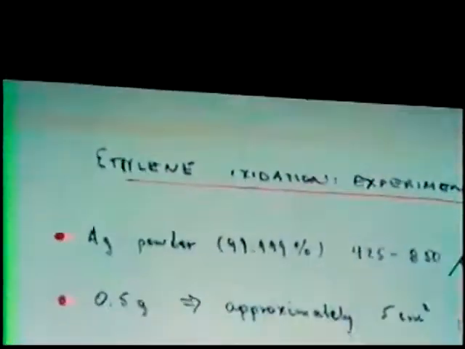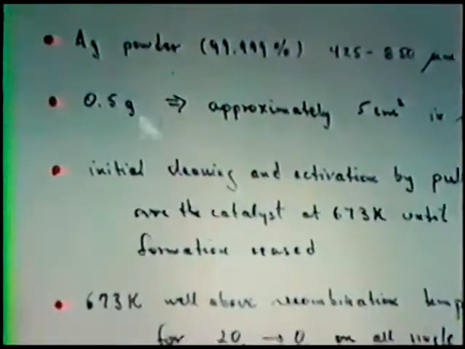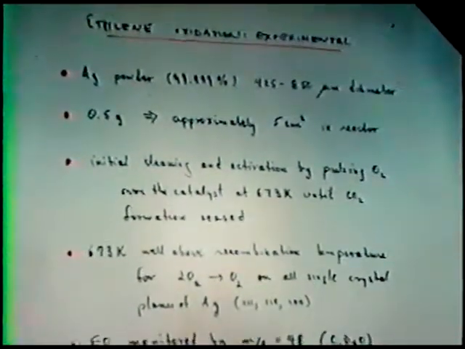The experiments that I'm reporting to you were done on a silver powder. The silver particles were between 400 and approximately 800 microns in diameter. The reactor was loaded with half a gram of this silver powder, and this gave approximately 5 square centimeters of reactive surface area. There are some interesting questions that relate to the initial activation of this material. Perhaps some of you had the opportunity to talk with John Glaze at the poster session the other night. I won't go into those.